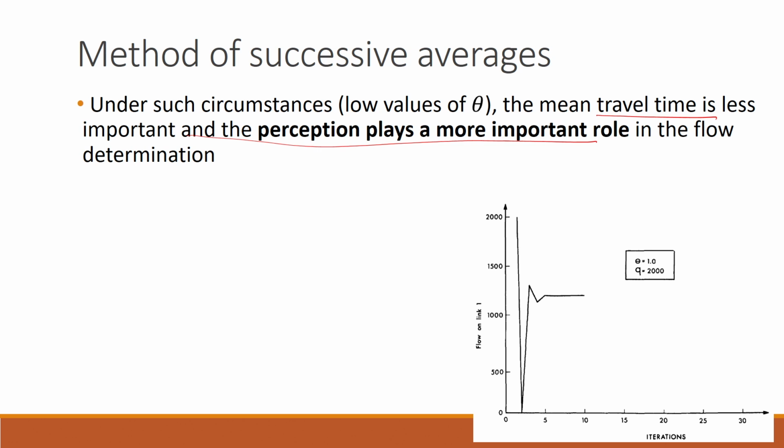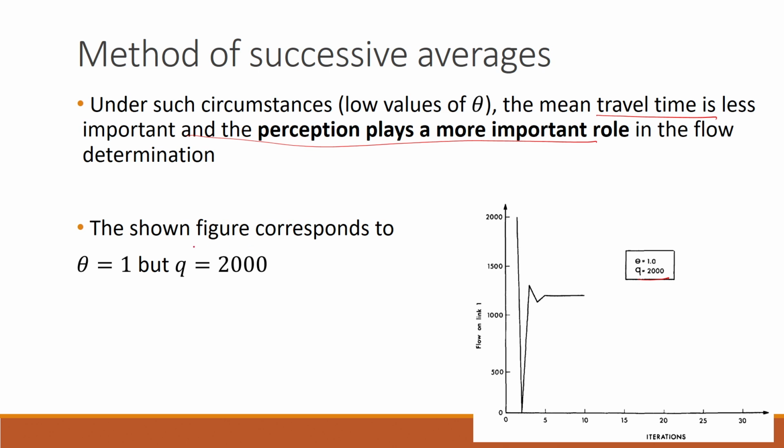In this case, you can see that this figure is now showing how the flow on link 1 will change with the iterations of this method of successive averages when we choose theta to be equal to 1. This is the same as before, but now the total demand is equal to 2000 as compared to 4000 before. So, now Q has decreased. You can think of it in this way, that the total congestion across the network has decreased. So, now there is less reliance on the mean travel time values, and therefore, you can see that the convergence is faster here.